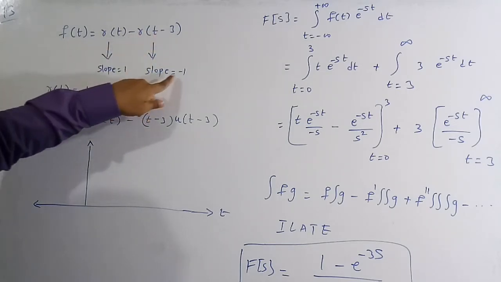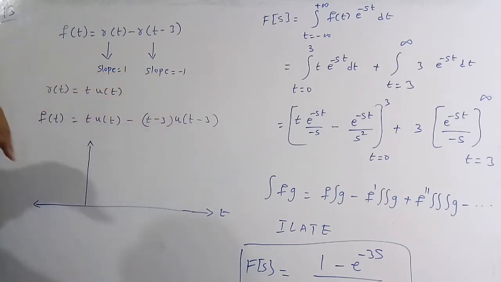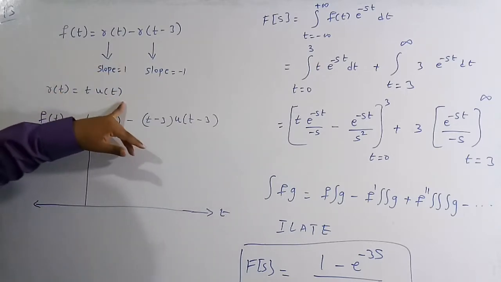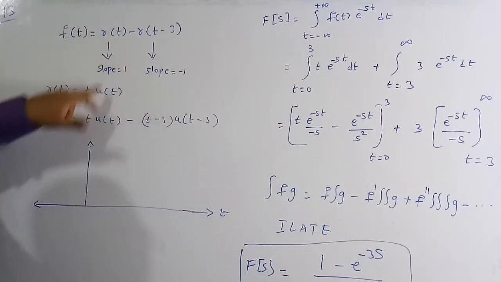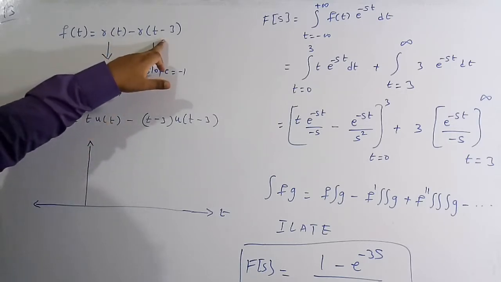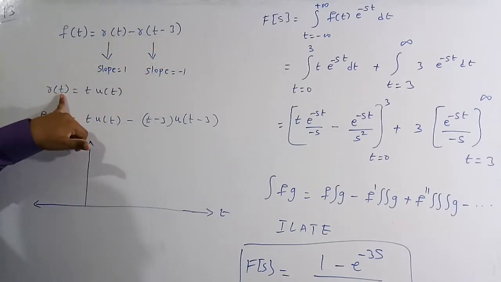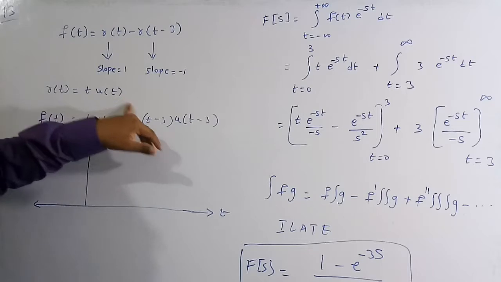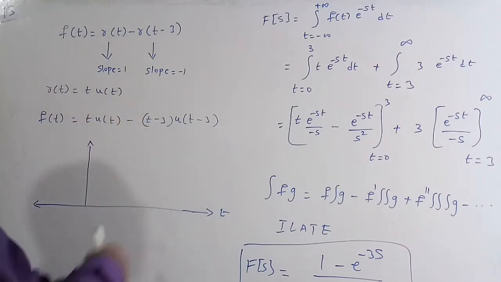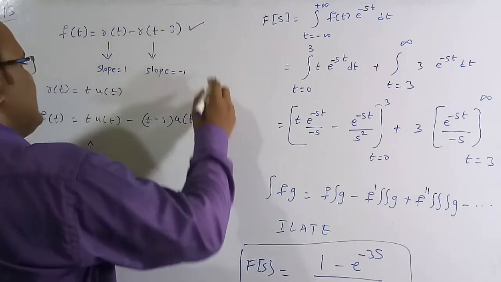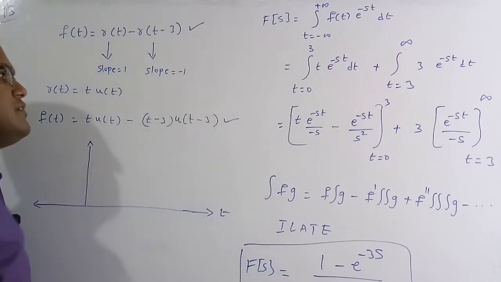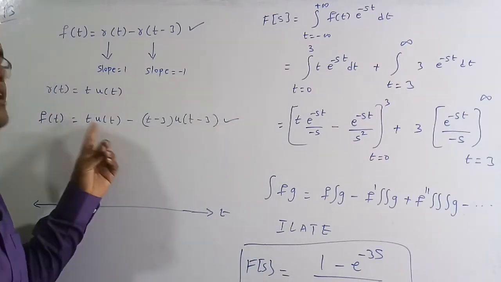So therefore its slope will be minus 1. In another way, you can write this function f of t in terms of u of t also, because r of t is equal to t into u of t. So for r of t minus 3, in place of t substitute t minus 3, which is t minus 3 into u of t minus 3. So here f of t is written in terms of r of t, and the same function f of t is also written in terms of the unit step signals.